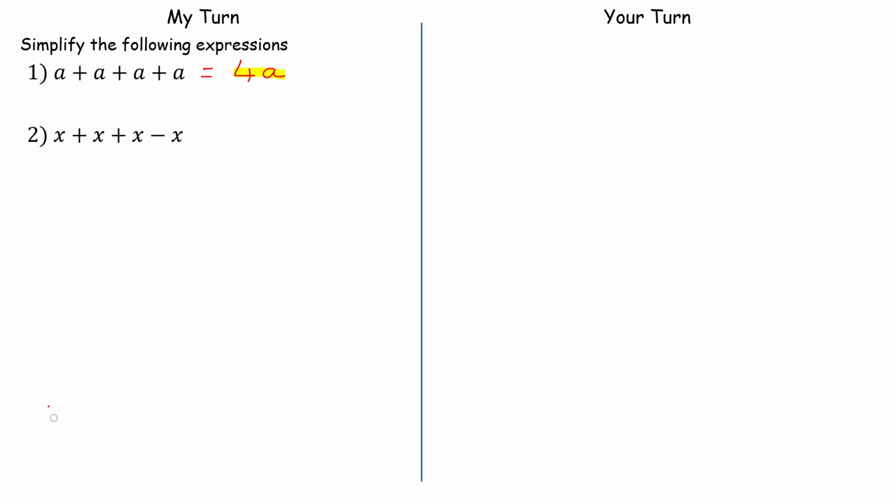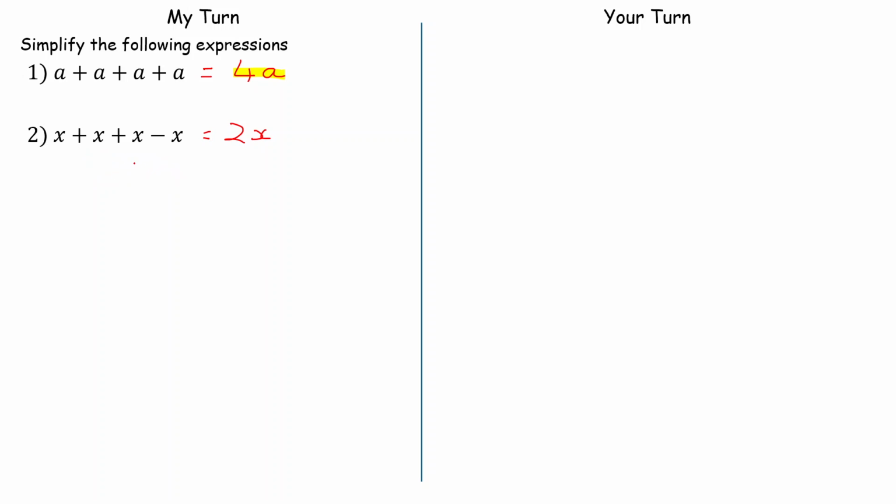Question 2 is simplify x plus x plus x, take away x. Well, first of all, looking at the first 3 parts, x plus x plus x is going to be 3x. You've literally got 3 x's. Now, if you're taking away x, that means taking away 1x. So 3x take away 1x is going to be equal to 2x.